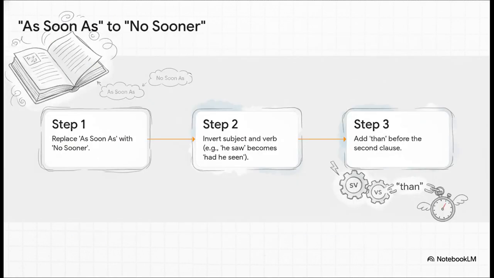And here is another really cool transformation that will make your writing sound much more sophisticated, going from as soon as to no sooner. Now, it might look a little complicated, but it's really just a simple 3-step recipe. Step 1, you swap as soon as for no sooner. Step 2, you invert the subject and the verb so he saw becomes had he seen. And step 3, you just add the word then. The result is a sentence that just feels more dramatic, more immediate.